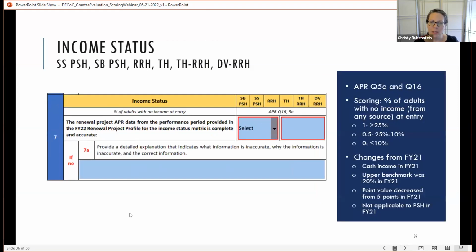Income status, this is the percent of adults entering the project with no income. And again, it applies across the board, all project types. Question 16 is where the data is pulled from. Over 25% to get a point, 10 to 25% to get half a point. It was limited to cash income. That was the language last year, tweaked to be from any source at entry. And the upper benchmark was actually increased. It was at 5 points and now 1 point. And it was not applicable to PSH, but will be this year.